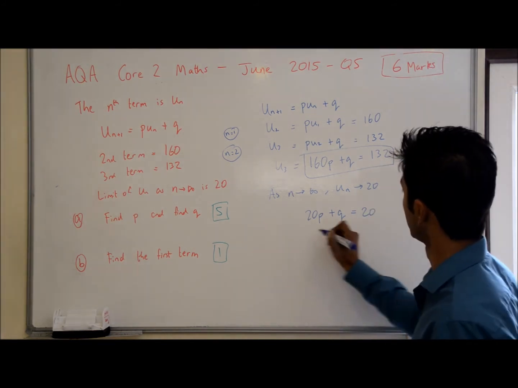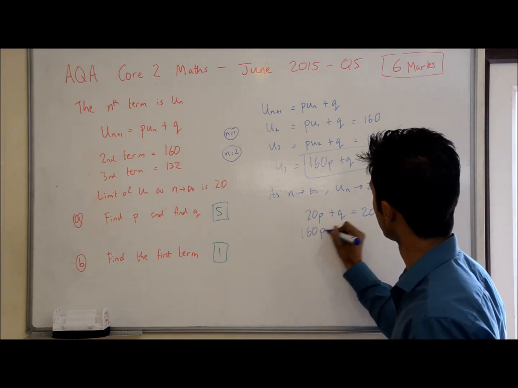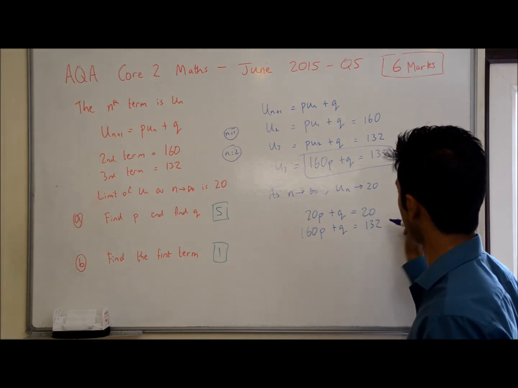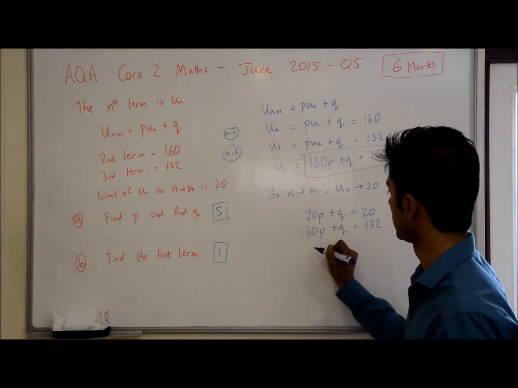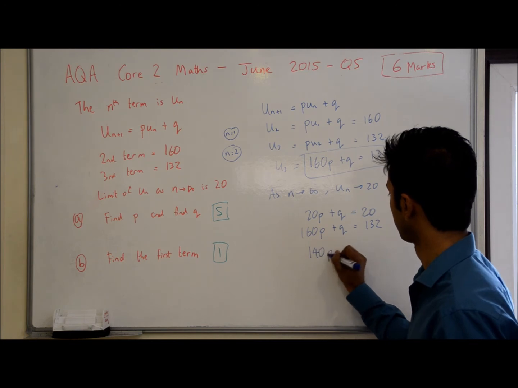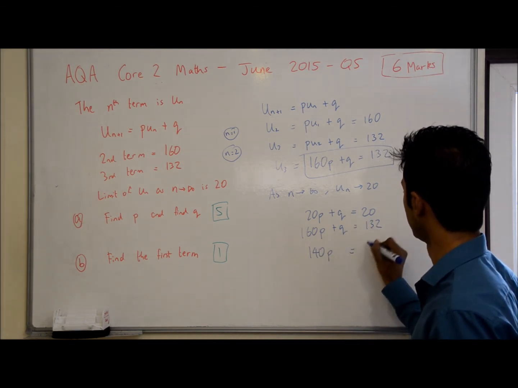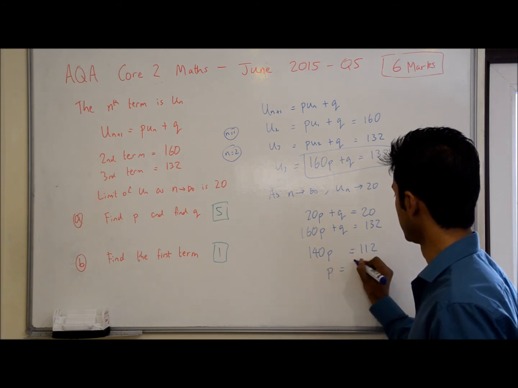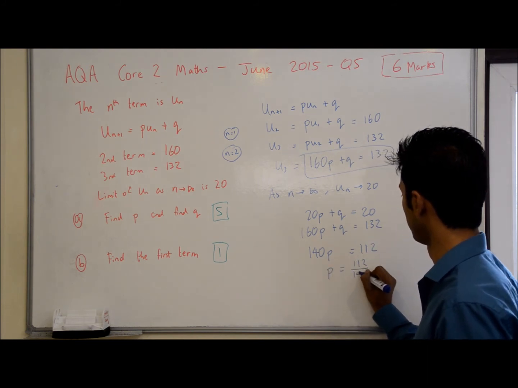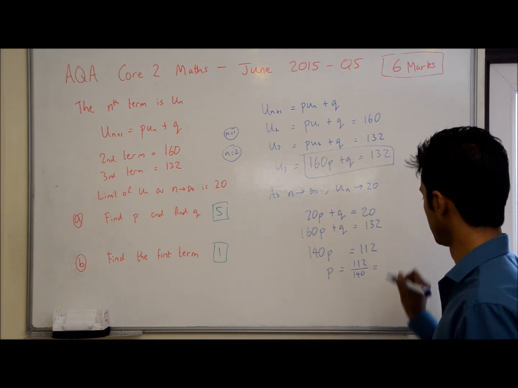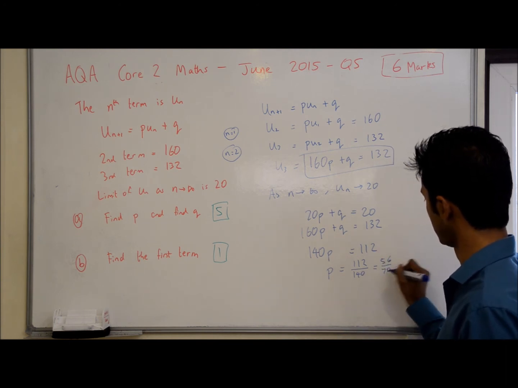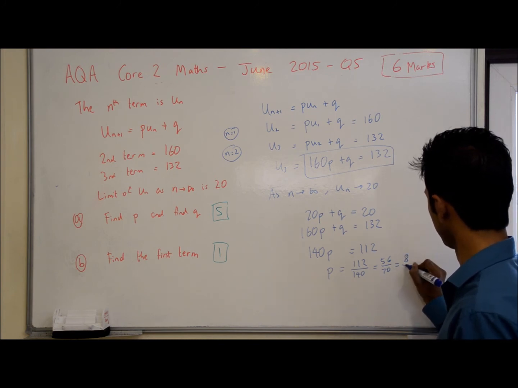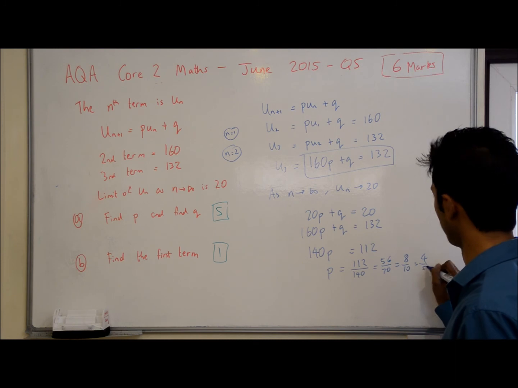I'm now going to just copy this equation underneath, and this is going to allow us to solve these two simultaneously. So if we subtract them now, 160p take away 20p is 140p. Q's cancel out, and this leaves you with 132 take away 20, which is 112. Therefore, p is equal to 112 divided by 140. This will simplify to 56 over 70, both divided by 7. So that would give you 8 over 10. So p is equal to 4/5.